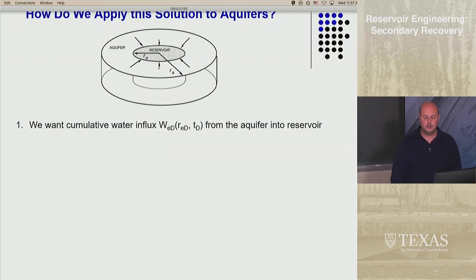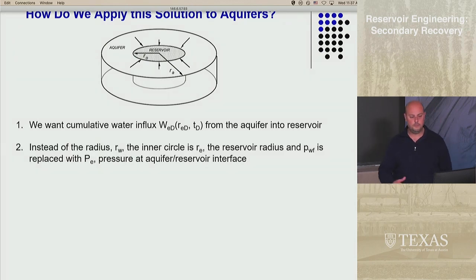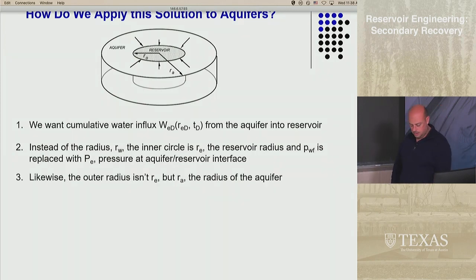We want WED, or what we really want is WE in dimensional form. Remember, that solution I showed you was originally proposed for a wellbore that had constant bottom hole pressure and an outer radius, which is the reservoir. We could use exactly the same solution. We're just going to make the inner cylinder the reservoir, the outer cylinder the aquifer. So we just need to be careful with that. And that's what I say again there, that the outer radius is RA, the radius of the aquifer.